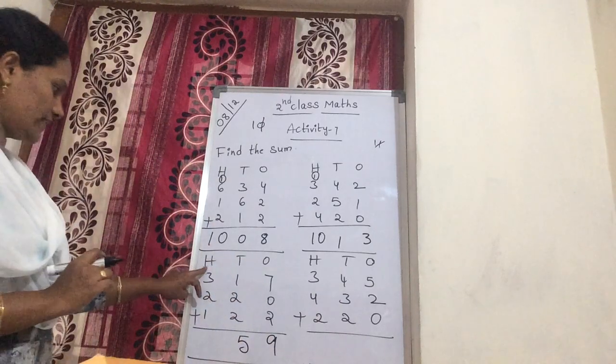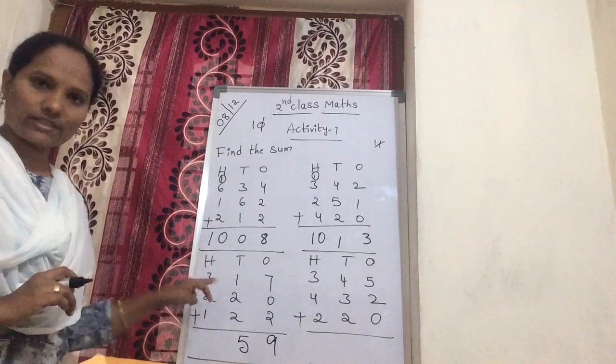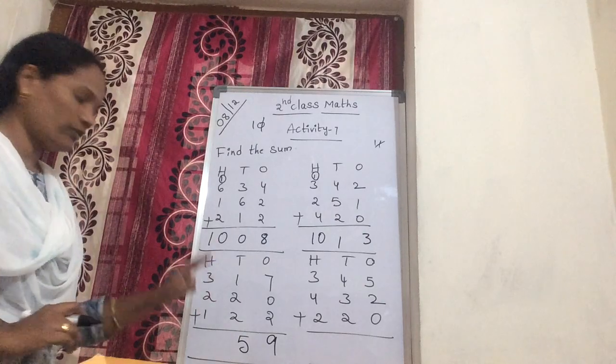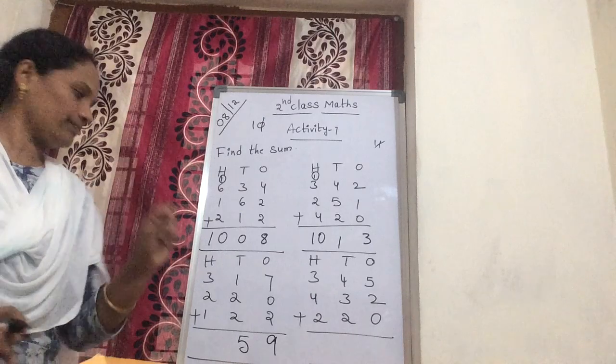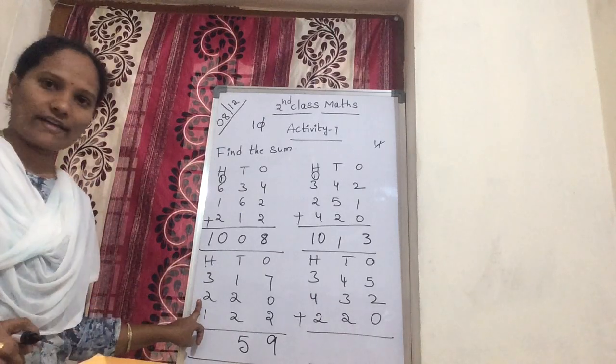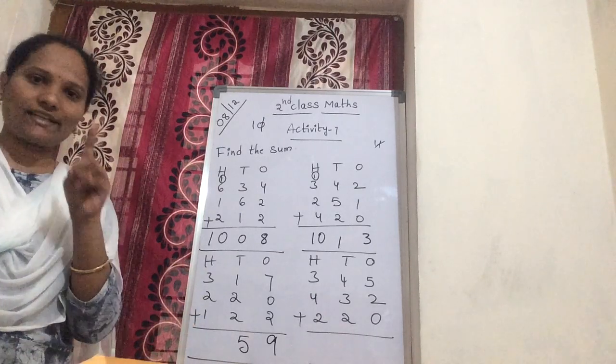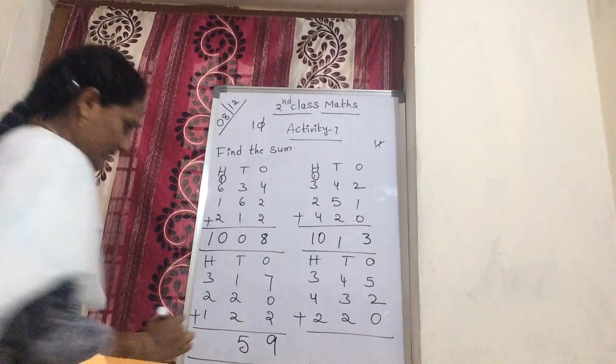Now next, hundreds. Now 3 plus 2. Keep 3 in mind. 3 after, show on your fingers. 3 after 4, 5. So 3 plus 2 is 5. 5 plus 1 is 6.